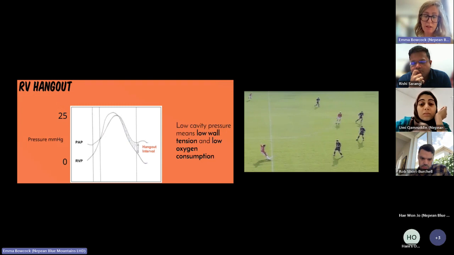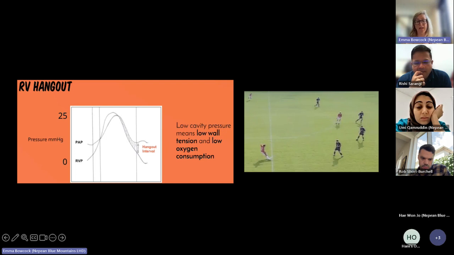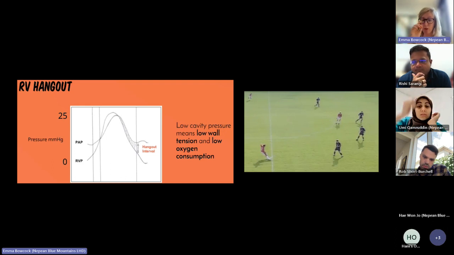The reason why it's so efficient as well is because it has this RV hangout period. So we can see that the pressure peaks very, very quickly, but also declines very rapidly as well. And what I mean by this hangout, I like to think about it means that you're still getting forward flow into your pulmonary trunk, even though your RV pressure is lower than your pulmonary artery pressure.